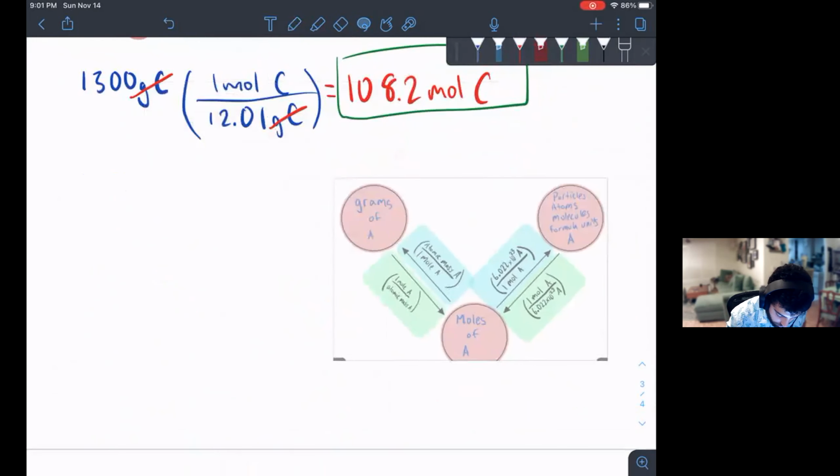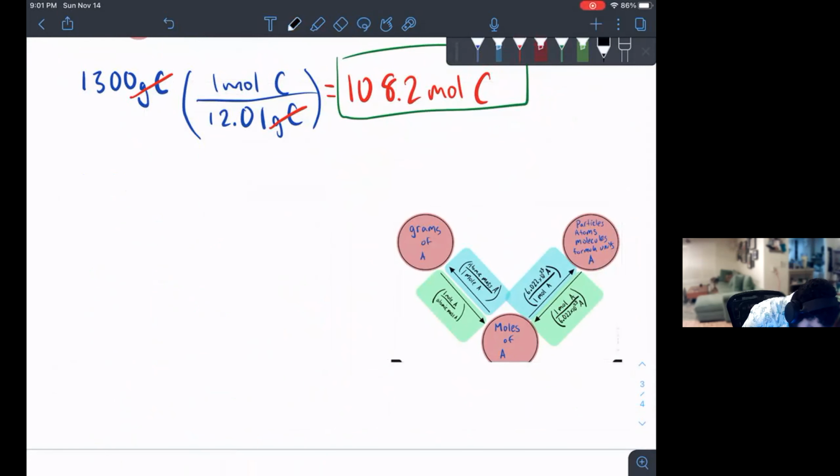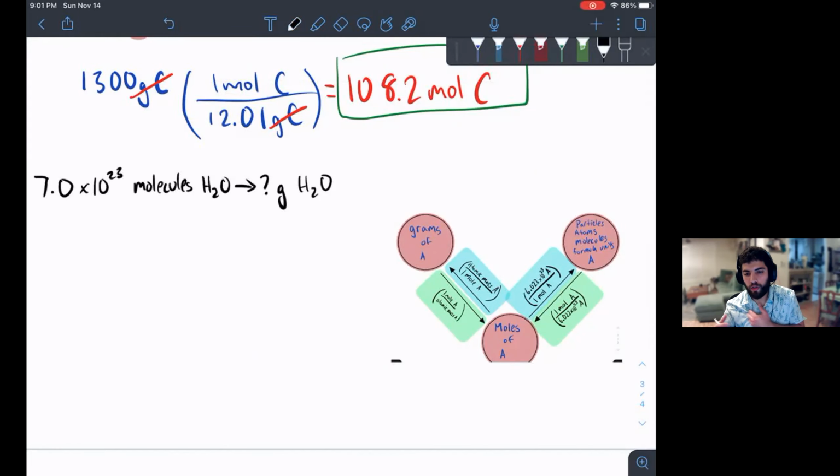So I'm going to start with this, and I'm going to move it right here, just so we still have it. I'm going to go from 7.0 times 10 to the 23rd molecules of H2O. Now that's water. And I want to figure out how many grams of H2O that is. So we haven't done a particles to grams yet, nor a grams to particles. But by looking at our chart, if we're starting with molecules, all we have to do is go down to moles and then up to grams, and we get it. And so it's 2 steps. We cannot go right from particles to grams. So there is no step for that.